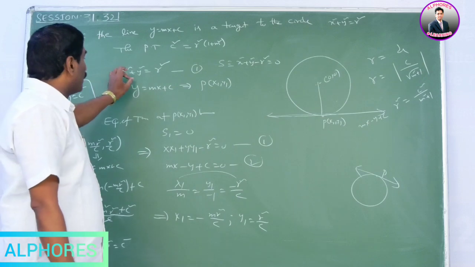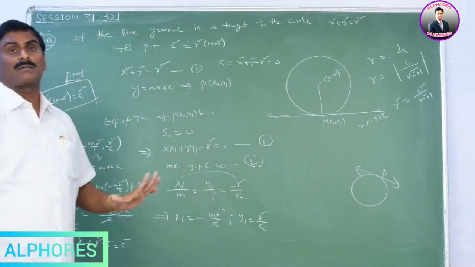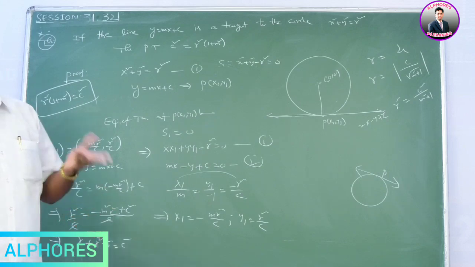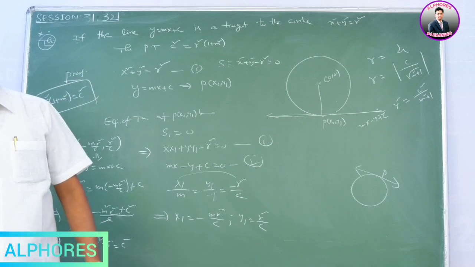Another method. By solving 1 and 2, we get a quadratic in x. If it is a tangent, it has only one solution. That means delta is equal to 0, b square minus 4ac is equal to 0. By using that, c square is equal to r square into 1 plus m square.